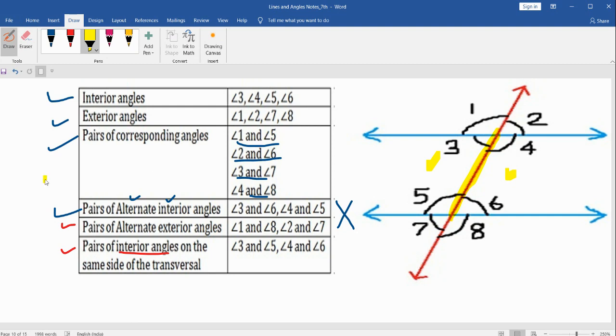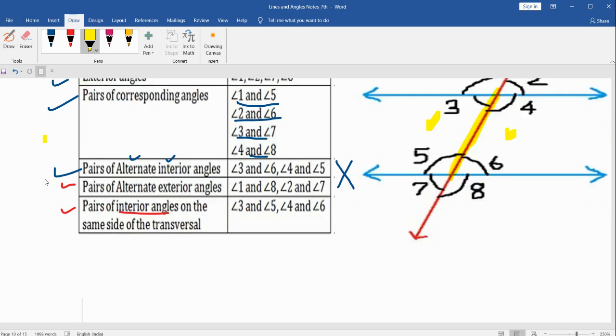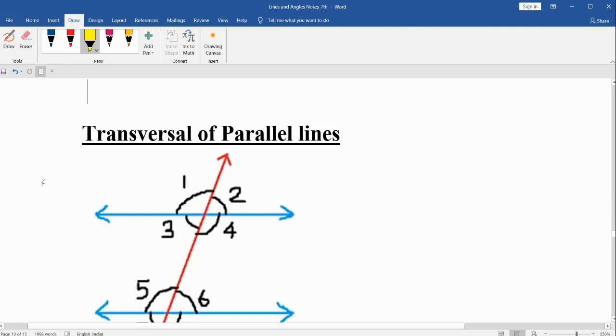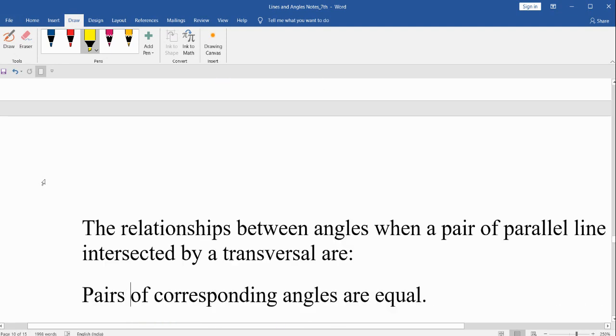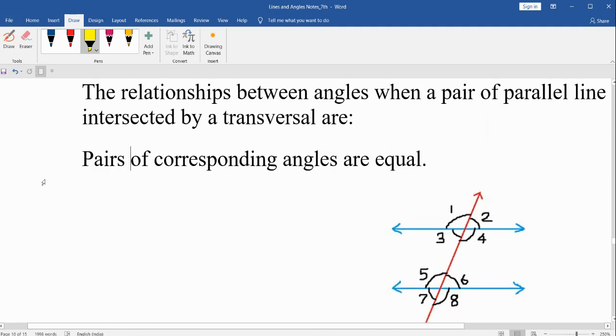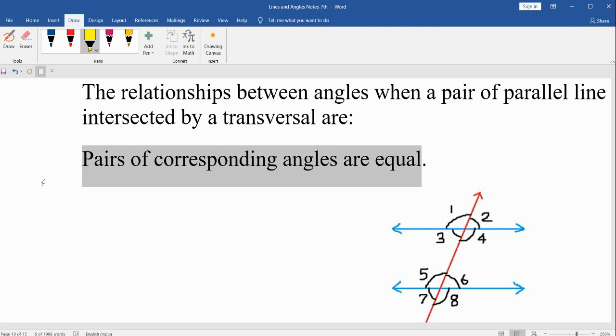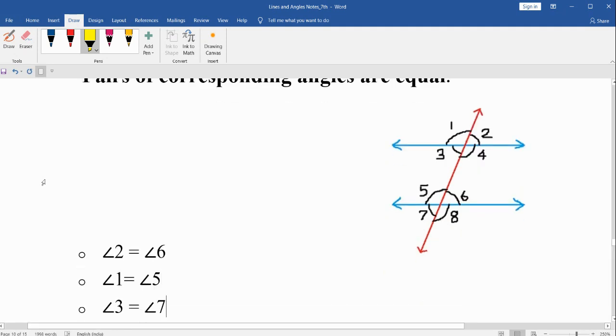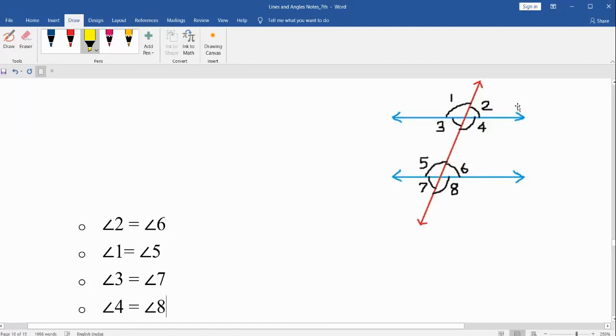Now, they are special angles, and how they are special is what we are going to see, with this transversal of parallel lines. Pairs of corresponding angles, we have already seen what we mean by corresponding angles. These pairs of corresponding angles are always equal. If I say 2 and 6, they are equal. If I say 4 and 8, they are equal. If I say 1 and 5, they are equal. And if I say 3 and 7, they are equal.